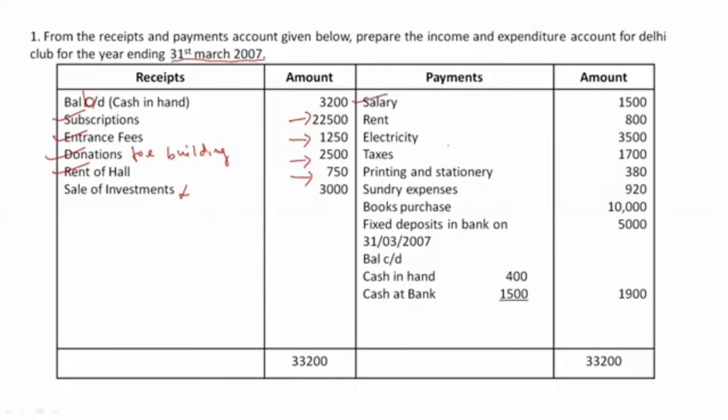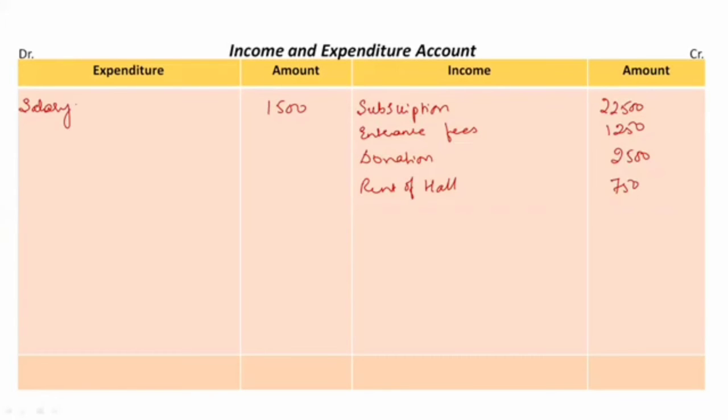Then we have rent, rupees 800. Again, I know that rent we have to pay every month. It could be home rent, it could be office rent, it could be anything. Clear? So again, it's my revenue item, or you can say revenue expenditure. I will take it as it is in the expenditure side. Rent, rupees 800.